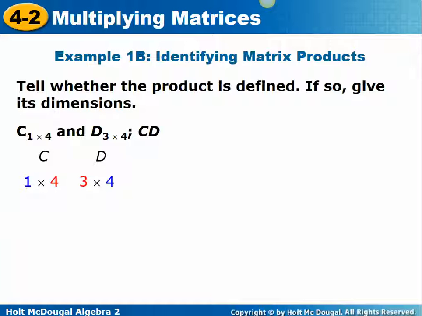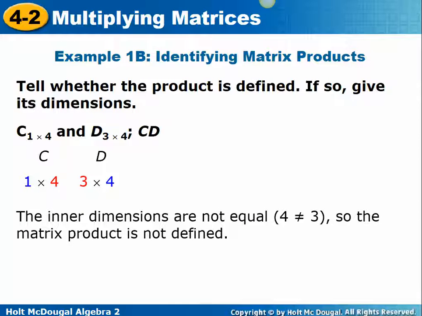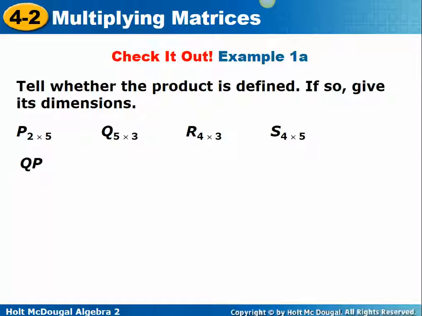Here's C, 1 by 4. D is 3 by 4. The 4 and the 3 are not the same. The columns of the first do not equal the rows of the second, so it is not defined. Could not multiply those. All right, how about QP?